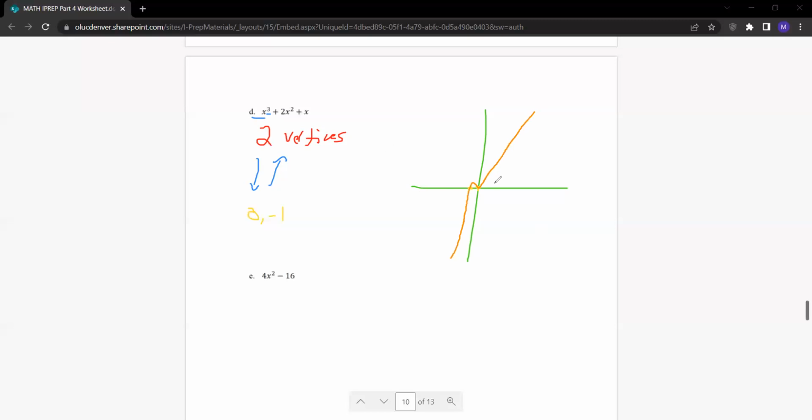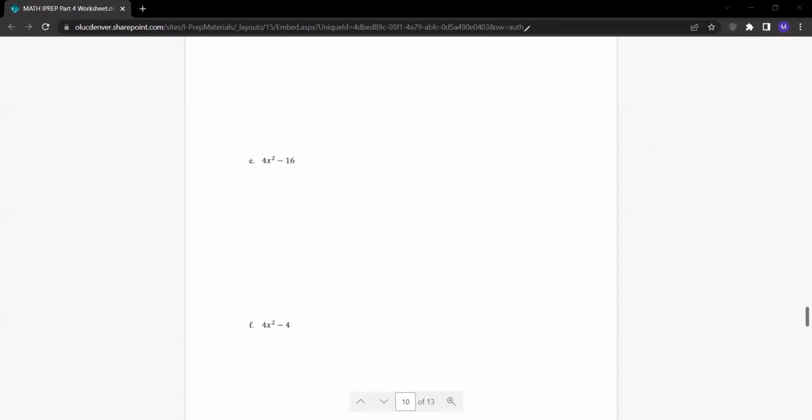So do we have 2 vertices? 1, 2. Check. Is our end behavior good? We have bottom left, top right. Check. And do we hit our x-intercepts at 0 and -1? Check. So this is a pretty good sketch because we hit all the boxes. And remember, this is just a rough sketch. It doesn't have to be perfect. Let's go ahead and do one more. So we'll do E together.